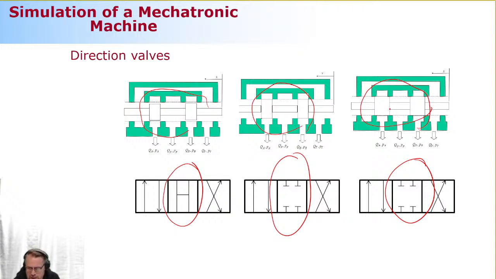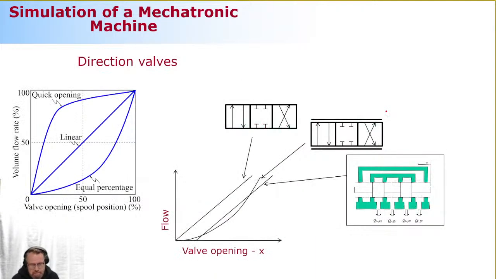But there's a clear difference in terms of operation, because once you have a land bigger than the drillings itself, you need to move the spool a little while to make any kind of flow whatsoever. And it behaves like this. This is the curve that is showing the valve opening, meaning how much I'm moving my spool back and forth, and how much the flow rate is. This is a theoretical representation.